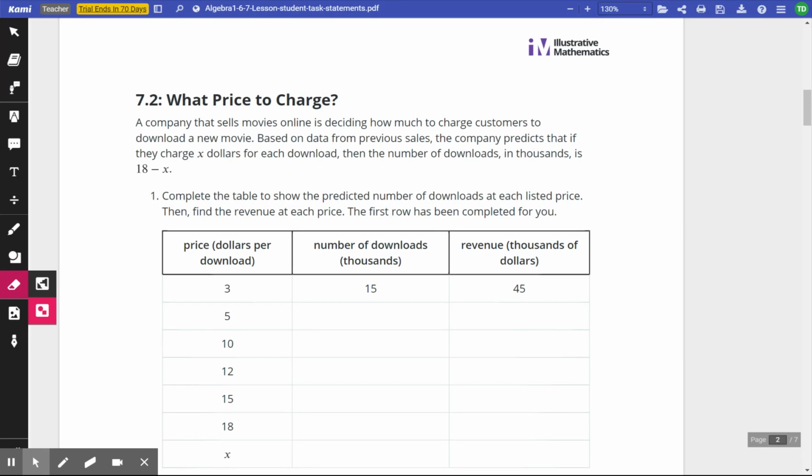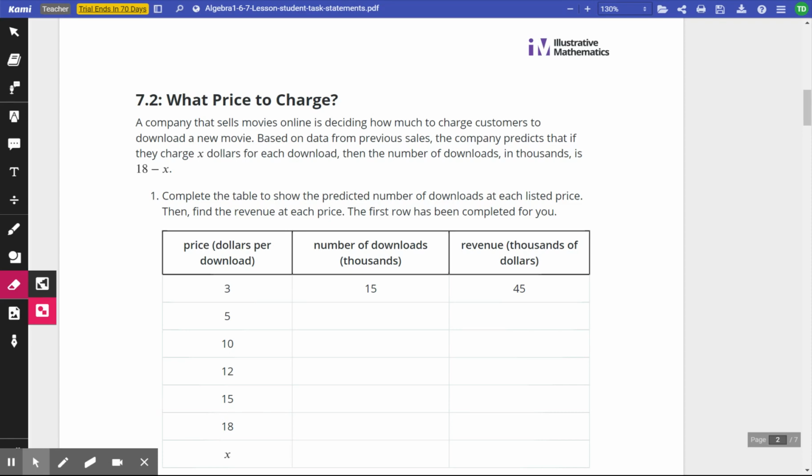It says based on data from previous sales, the company predicts that if they charge X dollars, so X, we don't know how many dollars, but X dollars for each download, then the number of downloads in thousands would be 18 minus X. So again, they're predicting that if they charge, let's say, $1, for example, then the amount in thousands would be like 17,000 because it would be 18 minus 1. So that's what they're predicting.